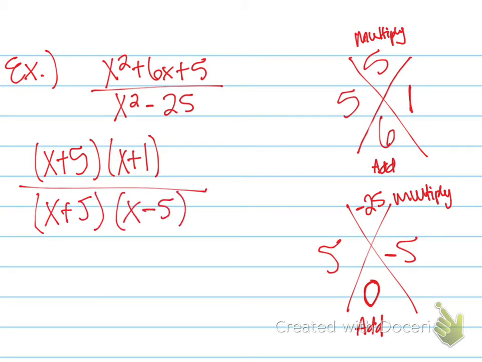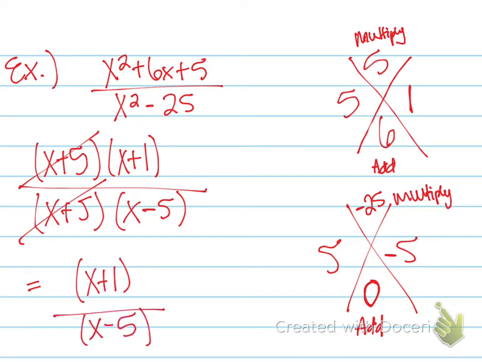So now, what does our second step tell us to do? Our second step tells us to cross out the common factor in the numerator and the denominator. So what is the factor that you see on the top and the bottom? X plus 5. So guess what you do with x plus 5? You literally just cross them out and you write what you have left. So our answer is x plus 1 over x minus 5. Easy enough, right?